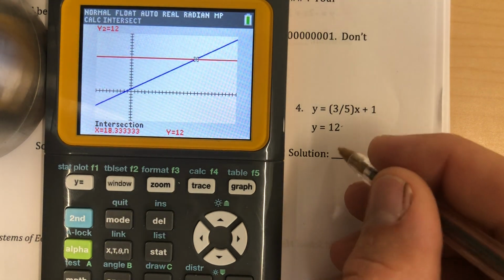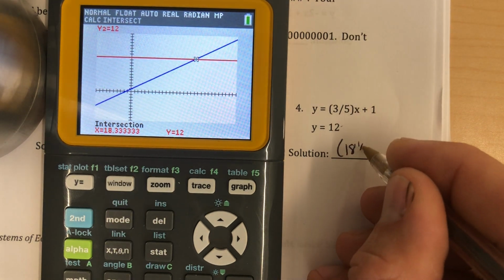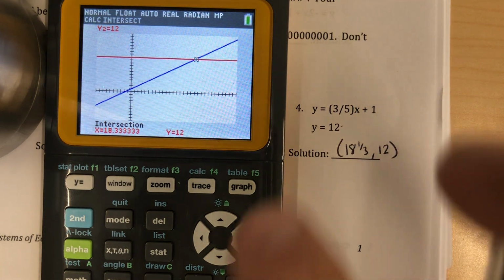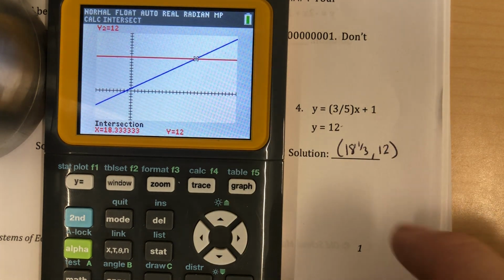18.333, that's 18 1/3, comma, 12. Guys, that's how you use a TI-84 calculator to find intersection points.